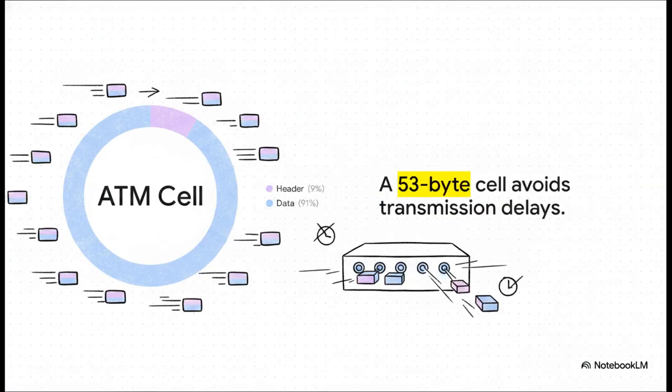Let's break that number down, because it's a hyper-efficient structure. Out of those 53 bytes, exactly 5 bytes make up the header, so all your routing information, and exactly 48 bytes are reserved purely for the data payload. Because this size is fixed and never ever varies, network switches don't need complex software to calculate where a packet ends. They literally just count to 53 and move on to the next one. This skyrockets the data rates and practically eliminates transmission delays.